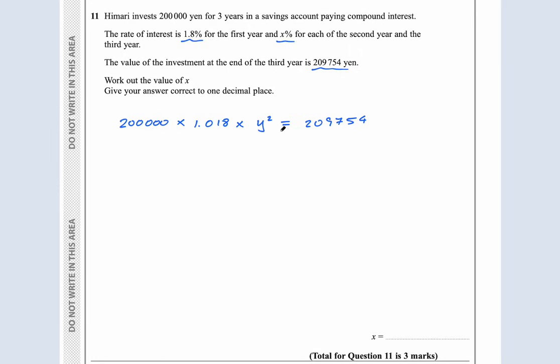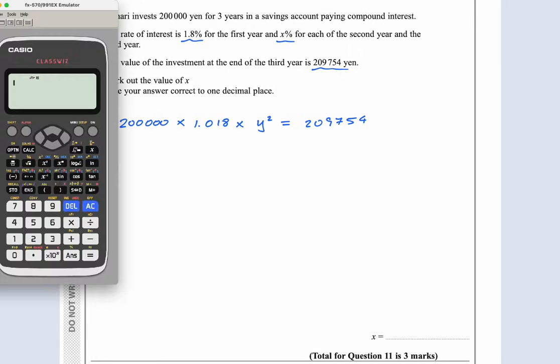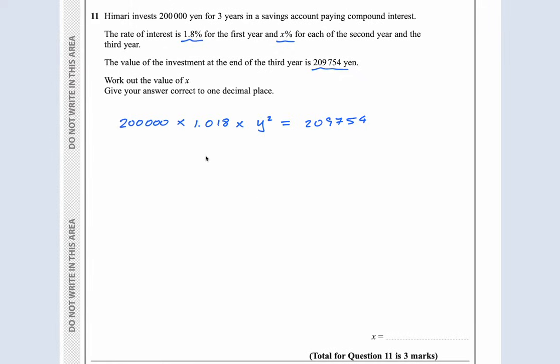And this is equal to 209,754. Okay, now I'll just do the 200,000 times 1.018, which is 203,600. So 203,600 times y squared equals this. Then I can get y squared by dividing.